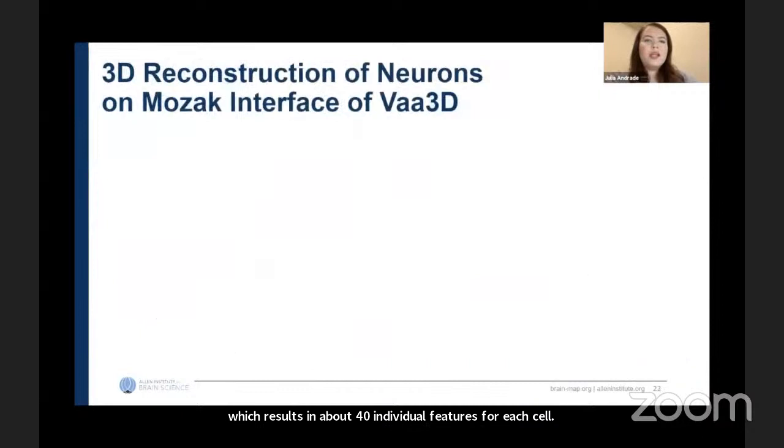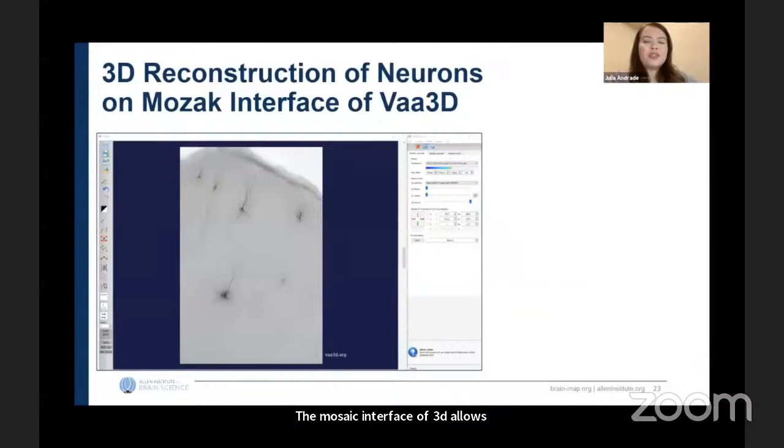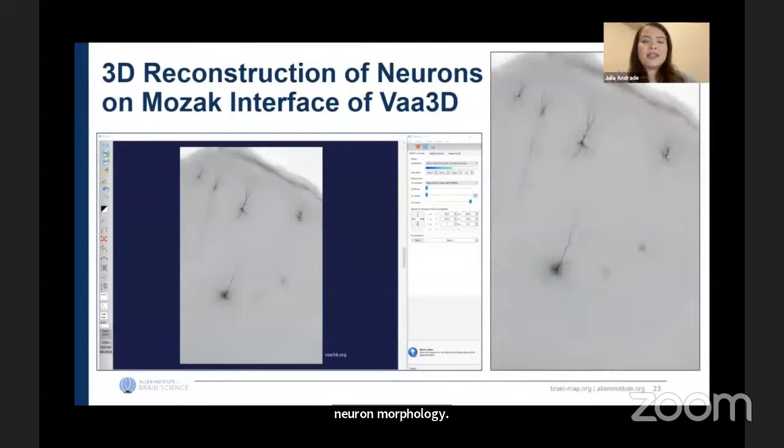The MOSAIC interface of Vaa3D allows us to generate accurate three-dimensional digital representations of neural morphologies. We use large-scale image stacks containing serial 2D images and use the software to visualize them in 3D. We then capture the positions of the soma, dendrites, and axon of cells on all three planes to accurately reconstruct the cell's morphology. Here's the finalized reconstruction of the human neuron we're following on this talk.